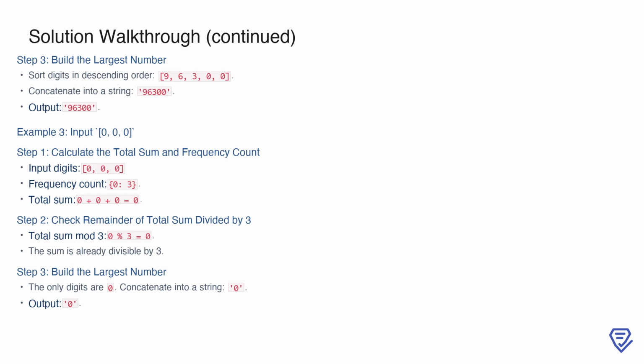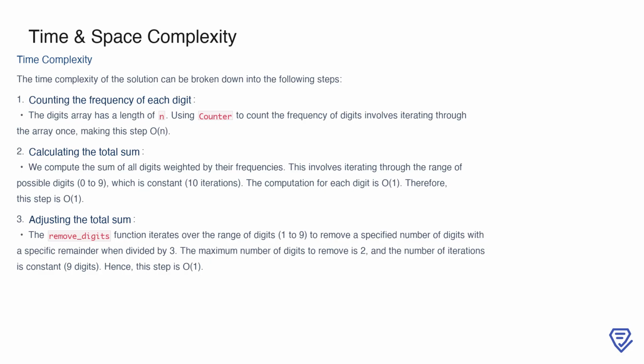Here, we analyze the time complexity of the solution by breaking it down into distinct steps. First, we count the frequency of each digit using the Counter class. This operation requires iterating through the input array, which has a length of n, making this step O(n).